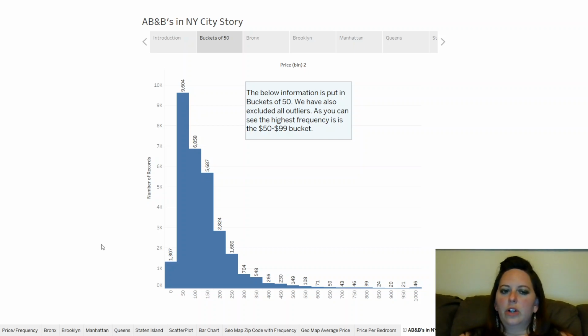This particular histogram, we have excluded some of the information. There are some Airbnbs with the highest amount of cost, depending on which neighborhood we're going to be looking at. So in order to visualize all that on this histogram, I have excluded that information. Let's get started in the neighborhoods.